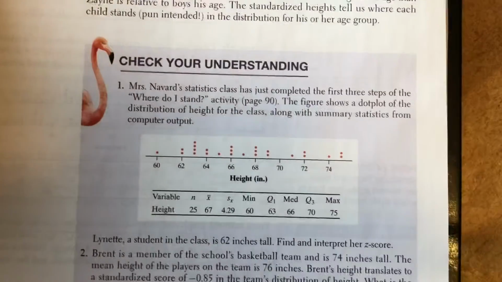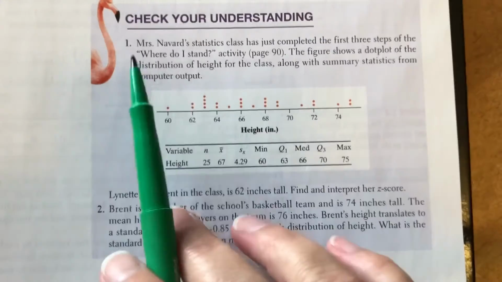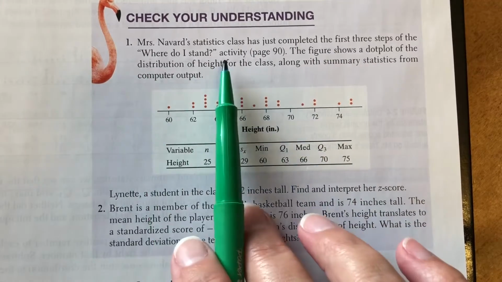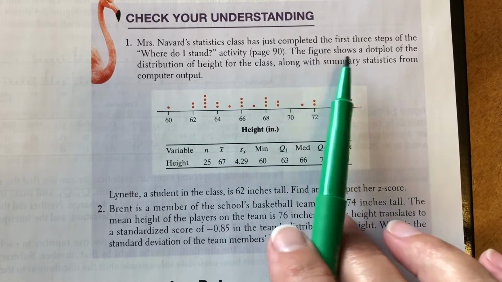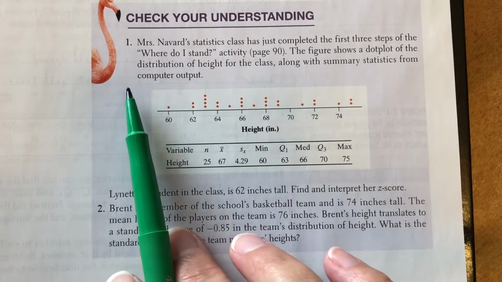All right, let's do the check your understanding on page 97. Mrs. Navard's statistics class has just completed the first 3 steps of the Where Do I Stand activity on page 90. The figure shows a dot plot of the distribution of height for the class along with the summary statistics from the computer output.